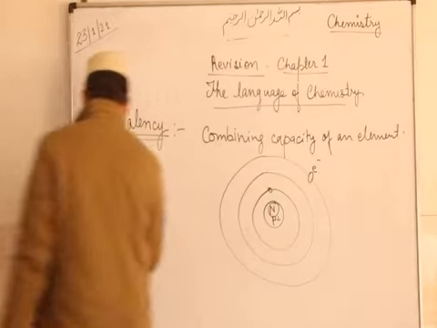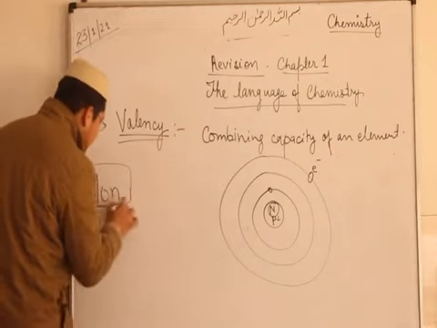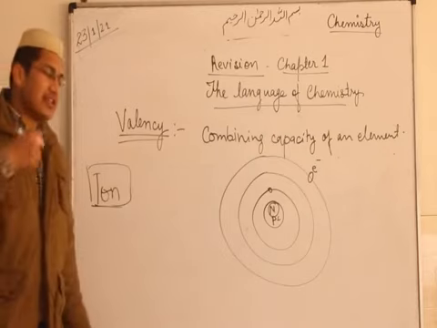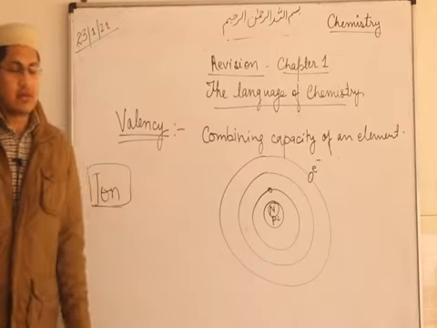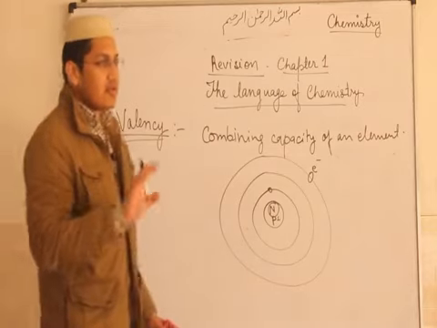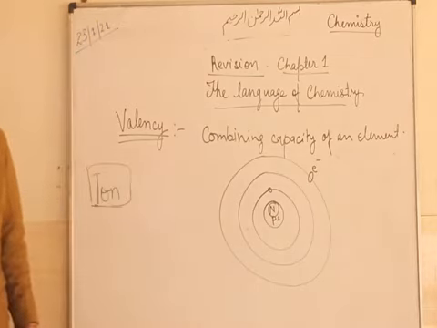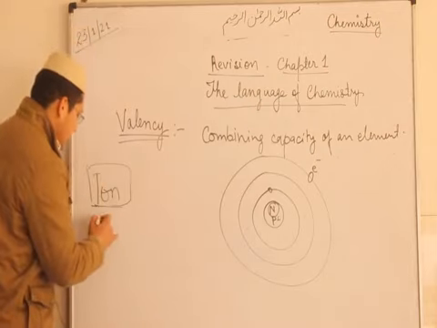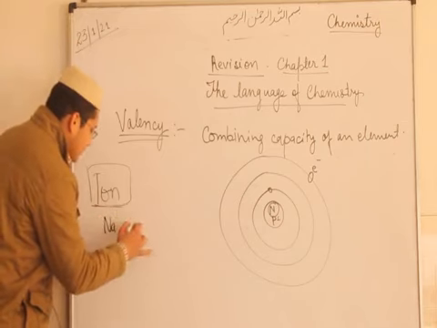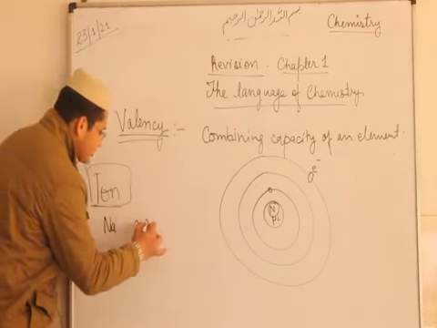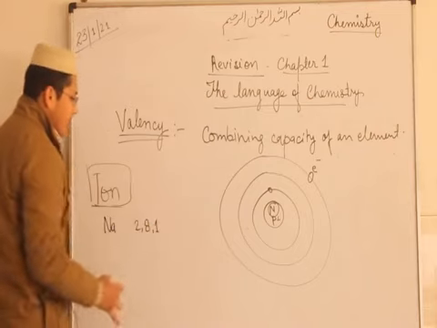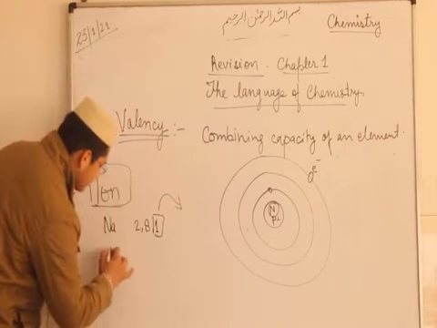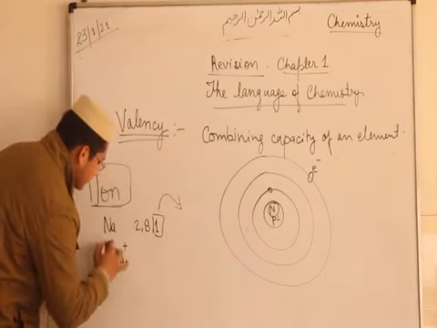What is an ion? When any element either loses or gains one electron, or any number of electrons, it becomes an ion. Suppose Na, its electronic configuration is 2, 8, 1. If it loses one electron, it will become a positive ion, Na plus.